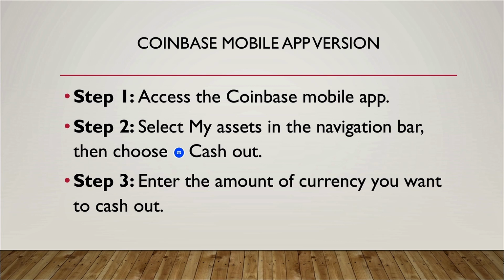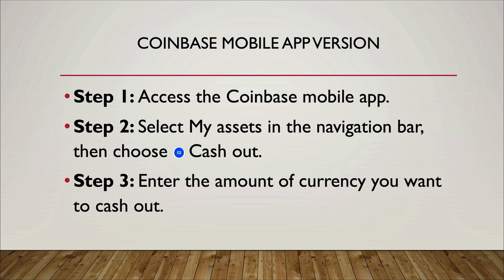Now moving forward, I'm going to tell you how you can do it on the mobile app version. The first thing that you need to do is download the mobile app of Coinbase. You can either download it from iOS or the Android Play Store. Once you do it, the next thing that you need to do is select My Asset in the navigation bar. It's the same as the web version. My Asset will be shown on the navigation bar.